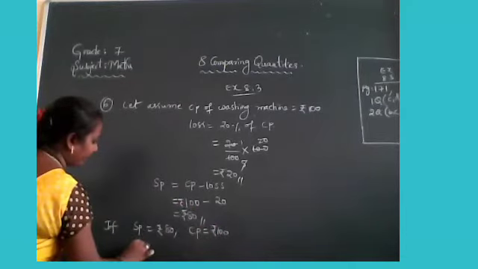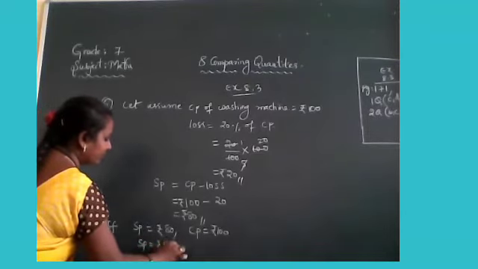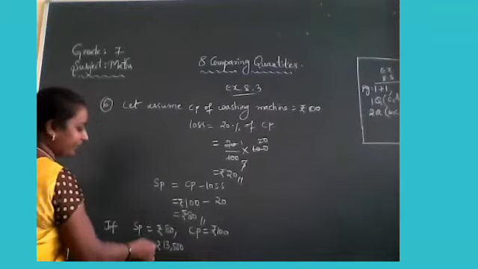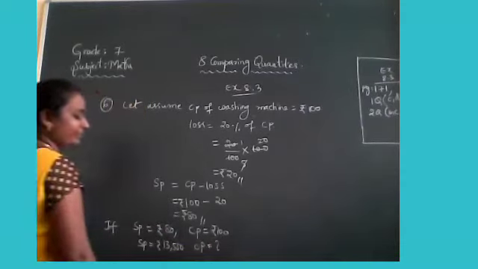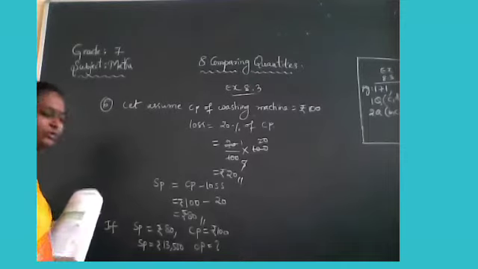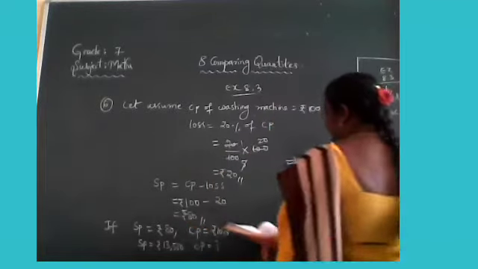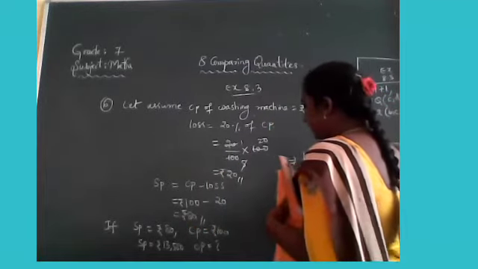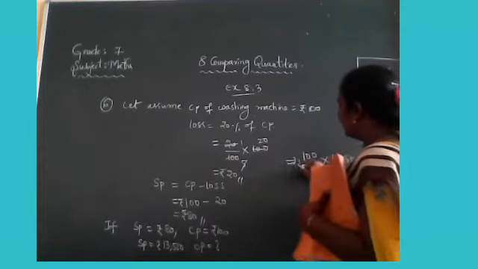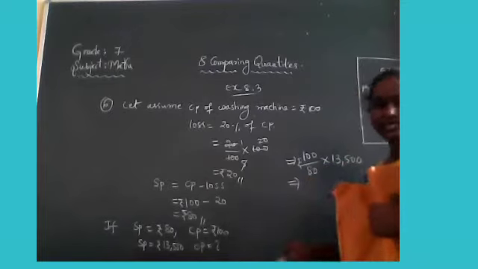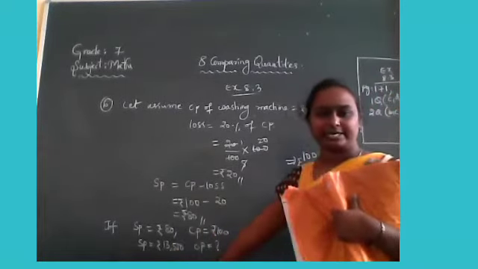Then what about the selling price of 13,500? If the selling price is 13,500, then what is the cost price? How to find that? So here we have to write down 100 by 80 into 13,500 rupees. Actually, she sold the washing machine for 13,500.